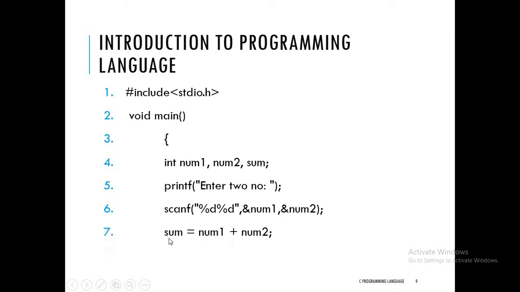We have to do the operation sum equal to num1 plus num2 and then print the sum value. We have to close the program. So this is called programming. This is called C programming to solve a particular problem. So here we have seen four methodologies, which are used to solve a particular problem. Next we are going to see about overview.